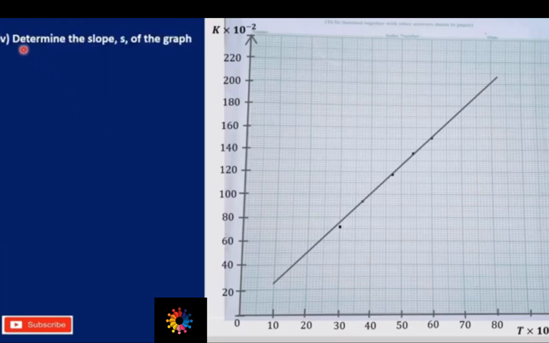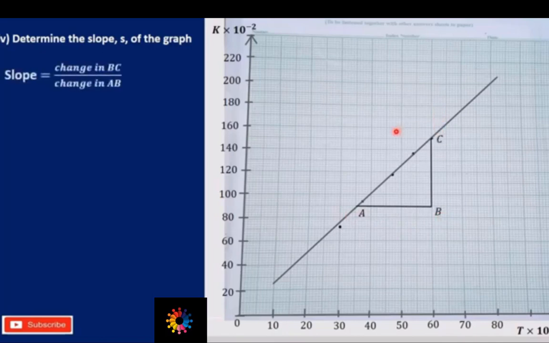So we have to determine the slope S for the graph. Now to determine the slope, we are going to draw a horizontal line, then a vertical line that will touch the straight line that we drew so far. Then we are going to assign the points the variables A, B, and C. So the formula for calculating the slope will be change in BC divided by change in AB.